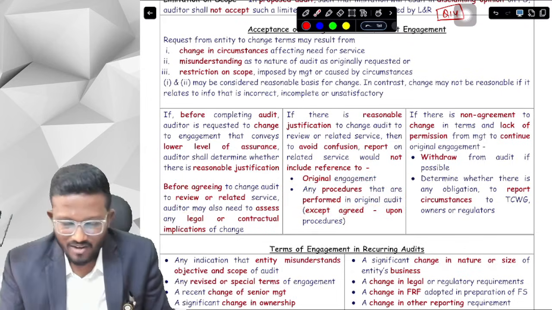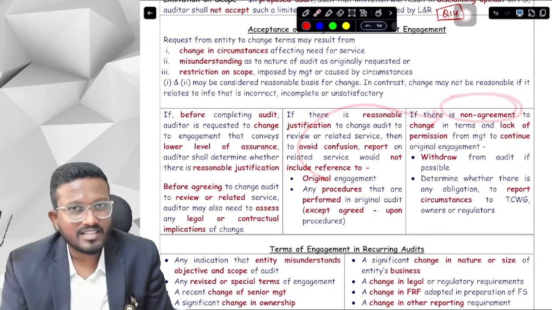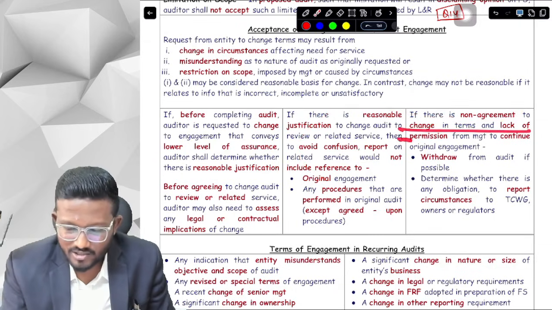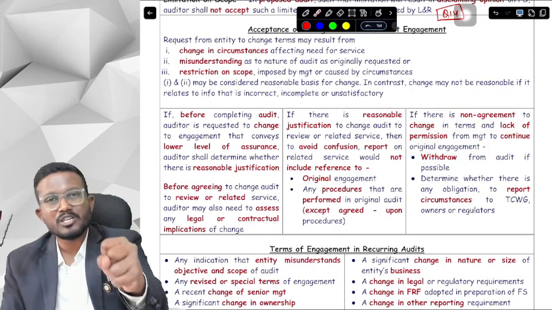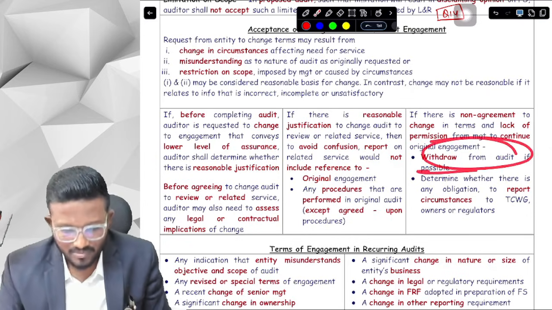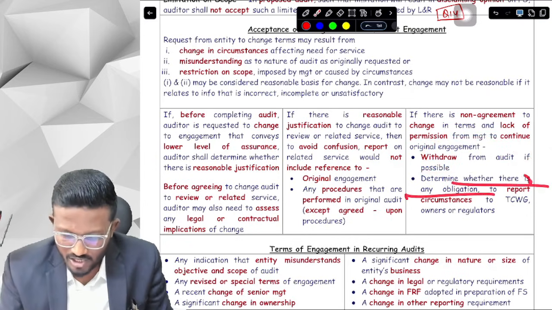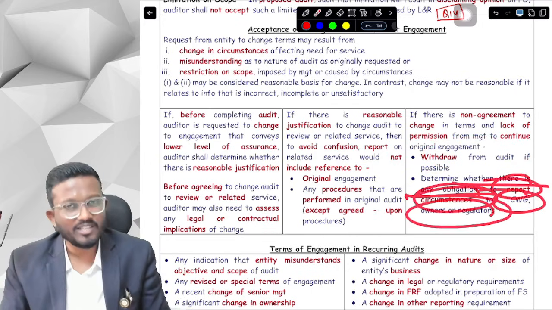Okay, yes. What if there is no agreement between the change in terms of audit engagement and the management is also not permitting us to continue with the original engagement? Then there is a deadlock situation. Then we will have to withdraw from the audit if possible and determine whether there is any obligation to report these circumstances to TCWG, owners or regulators.